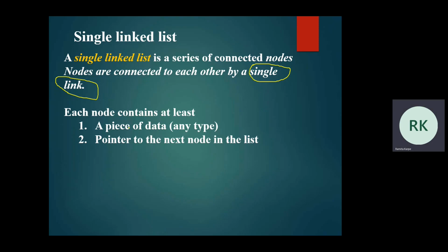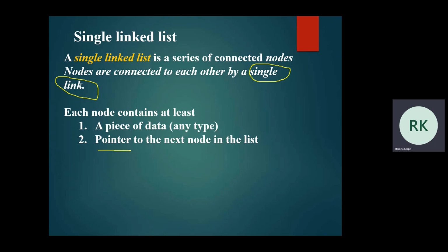Now, what is this node? A node contains two parts. The first part is the piece of data. It can be of any type: character type, float type, integer type. So the first part is the data part. And the second is a pointer to the next node in the list.